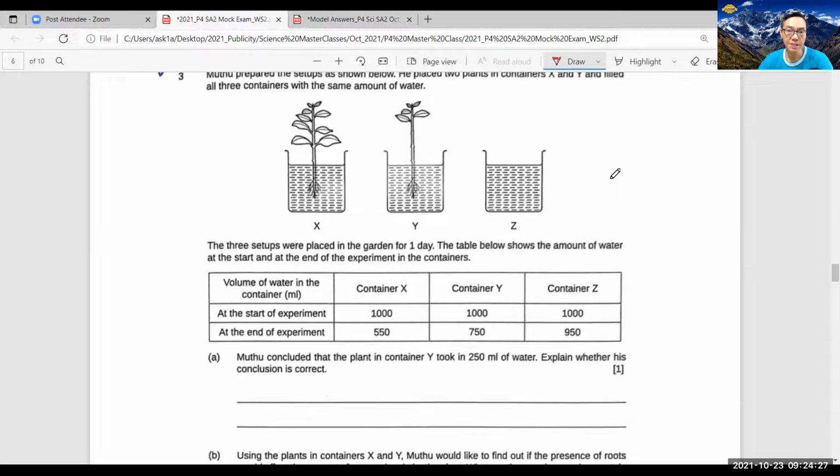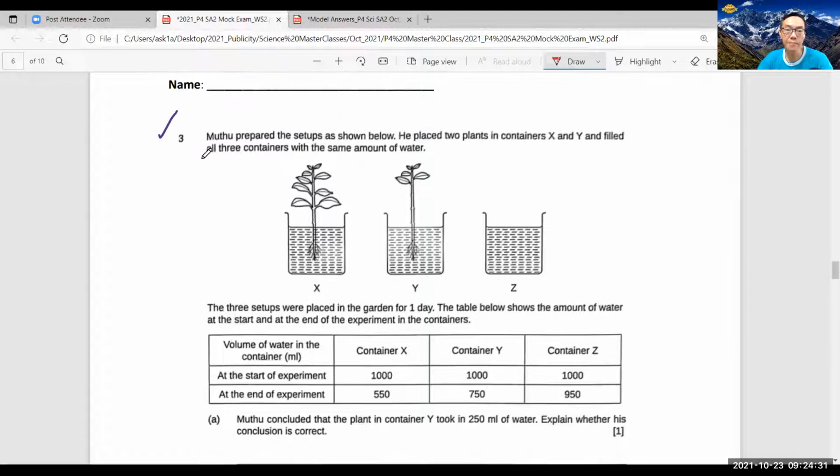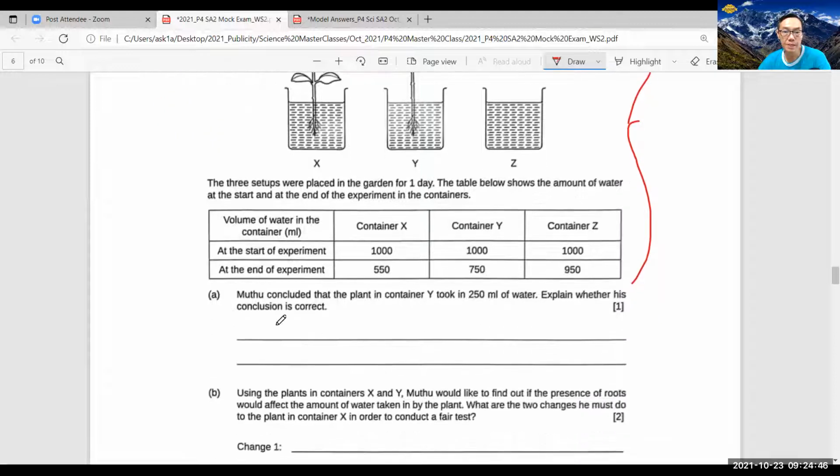Okay, this question is about water transport or experimental design. More towards experimental design. Experimental design means that they give you an experimental setup and ask you to find inferences, conclusions, or make suggestions to improve the experiment. So it says that Mutu concluded the plant in Y took in 250 ml of water. Explain whether his conclusion is correct.